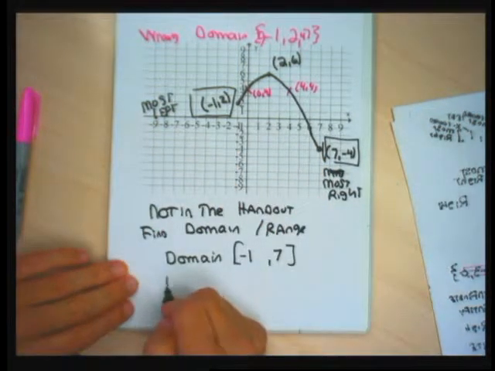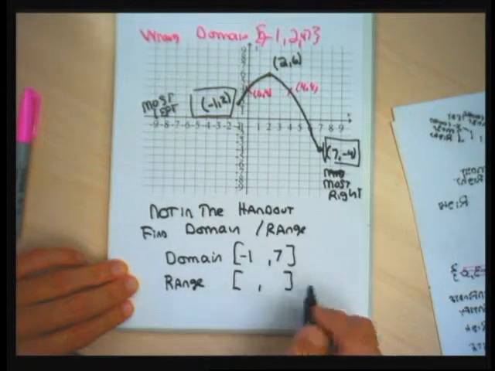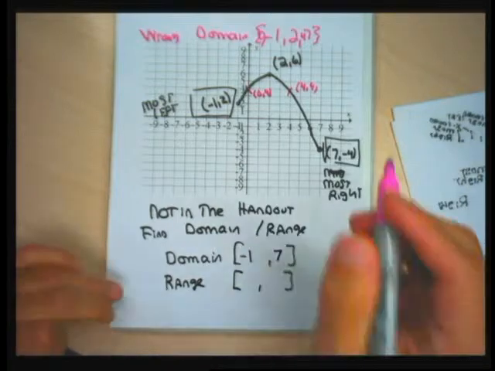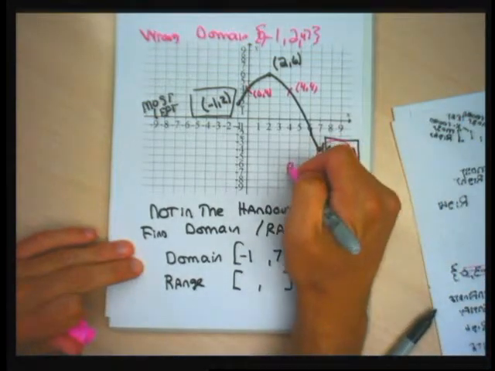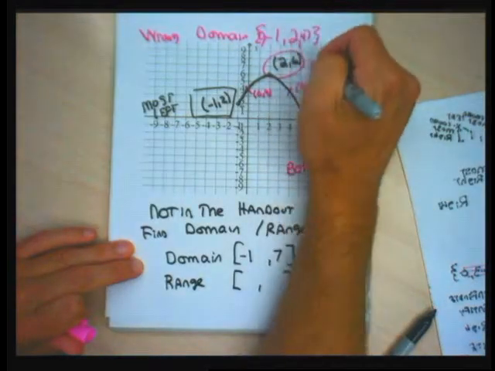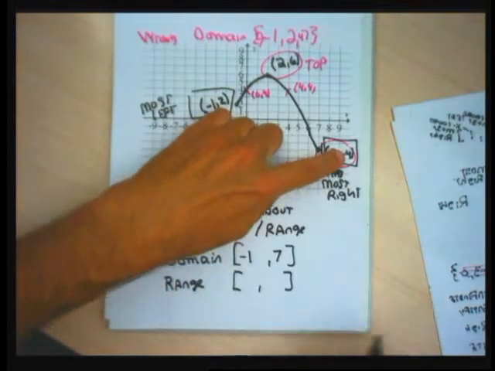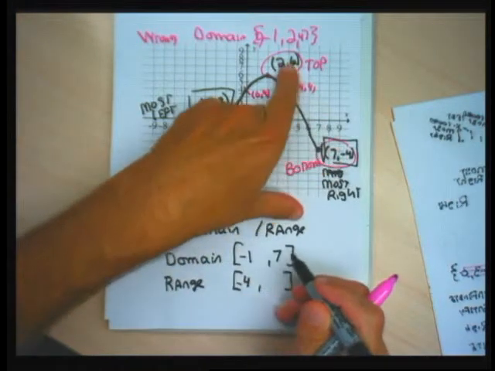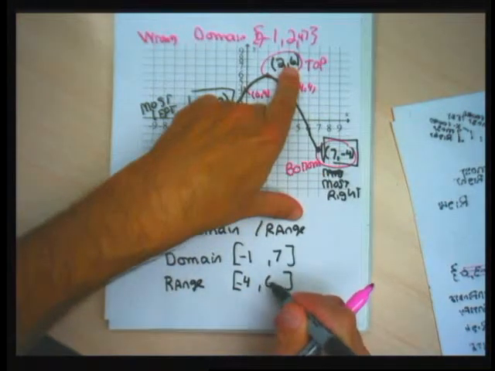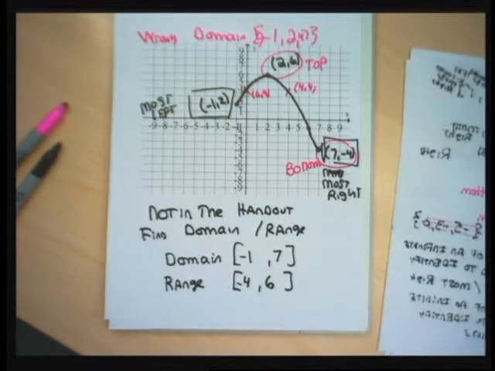Range is completely different. Range, I have to identify the bottom and the top point, and I have to take y values. This point here, not only is it furthest right, it's also the bottom point. This point here, it's the top point. So when I go to write the range of this, I take the y-coordinate of the bottom point, which is -4, then the y-coordinate of the top point, which is 6. And that's it. I'm done with that problem. There isn't anything else I could do to make it more correct or less correct.